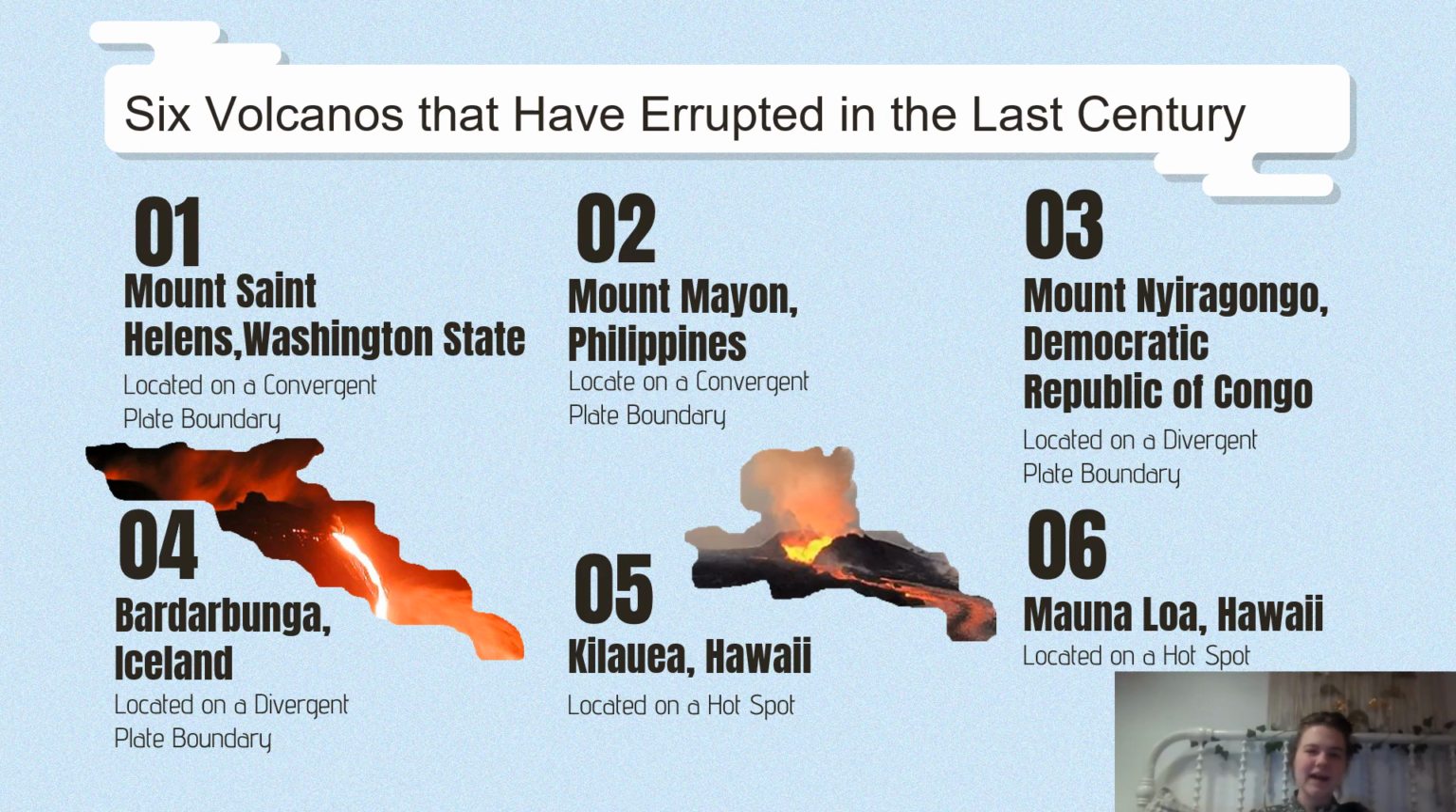But moving on from that, on this slide, I am showing you the six places that I chose that happen with these types of events of volcanic eruptions. And yeah, let's get into convergent plate boundaries.